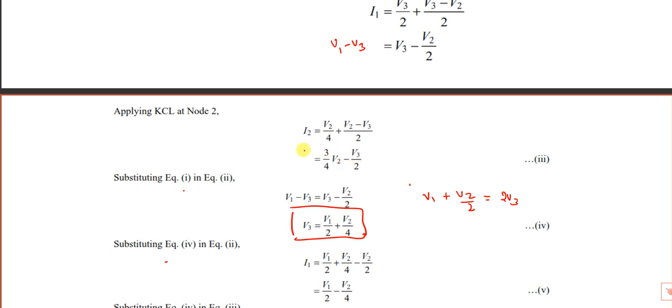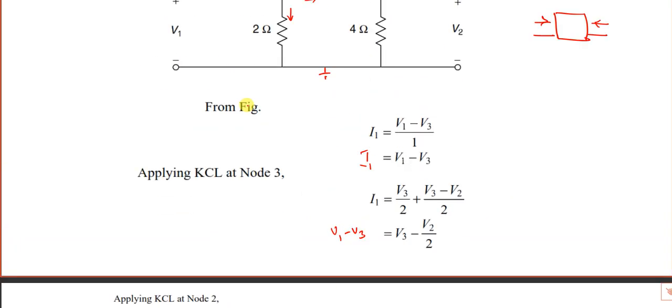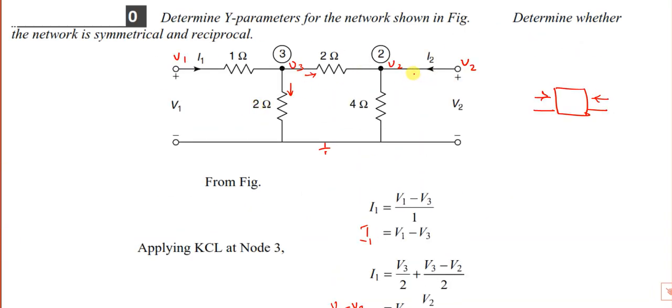Similarly, to get the second equation, apply KCL at node 2. Apply KCL at node 2. In node 2, here there is no resistance. Okay, no need to write in terms of voltages. So I2 is equal to the down current and this current.